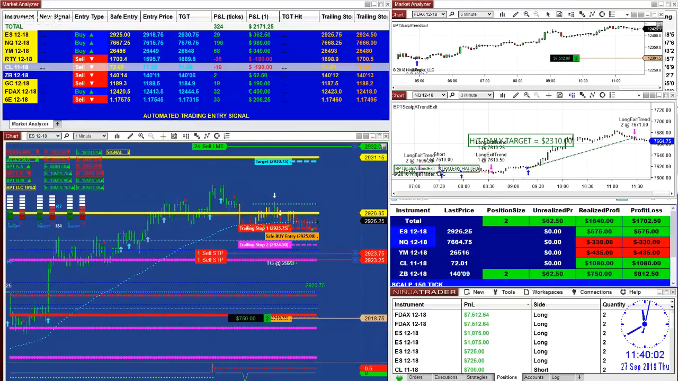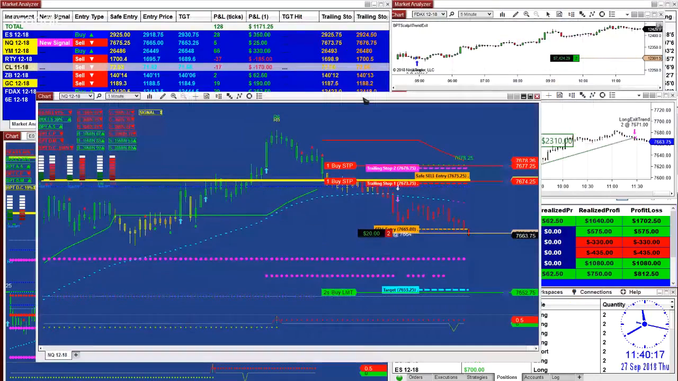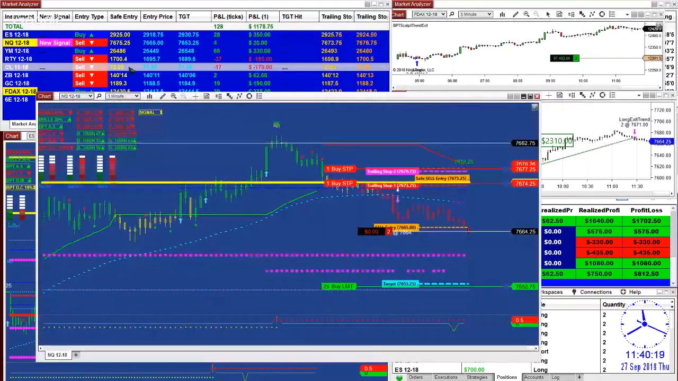Okay, guys, a new entry on the NASDAQ right now, 64 level, new signal.